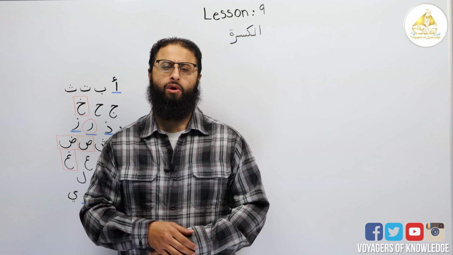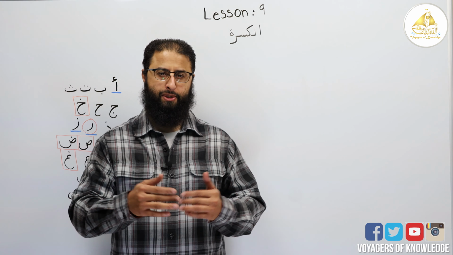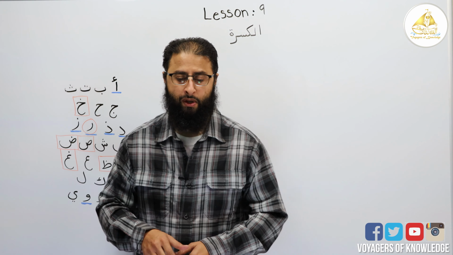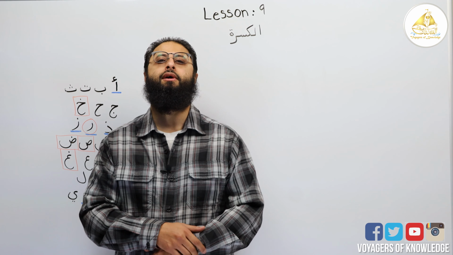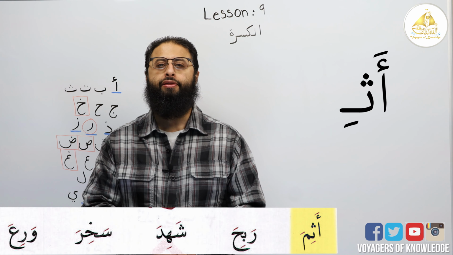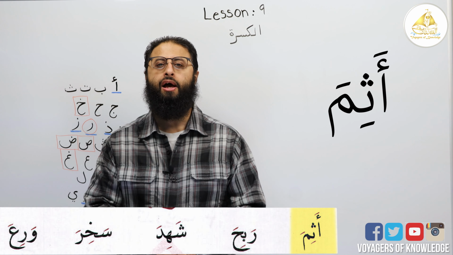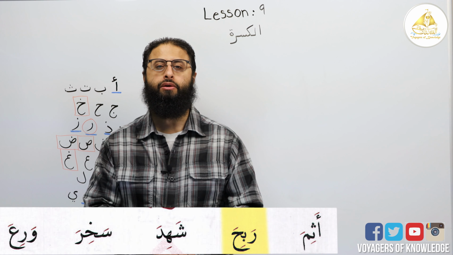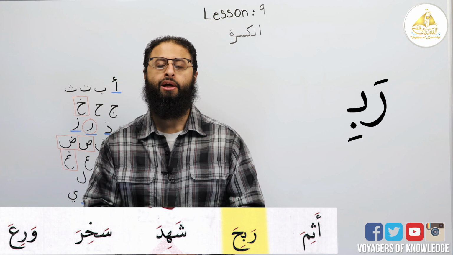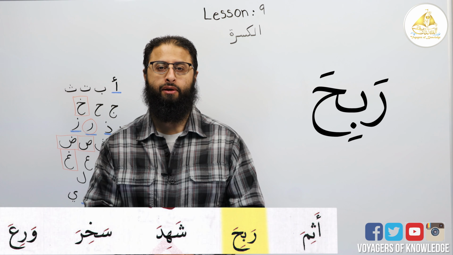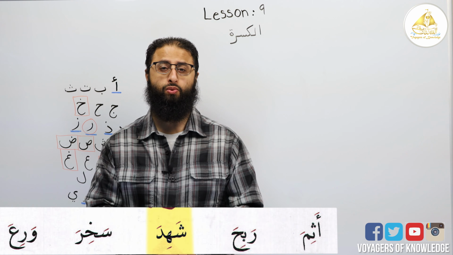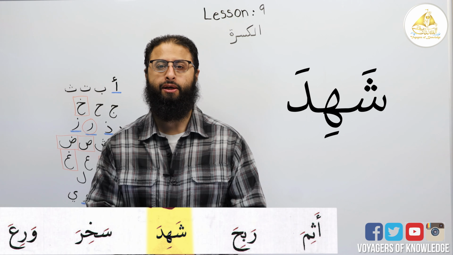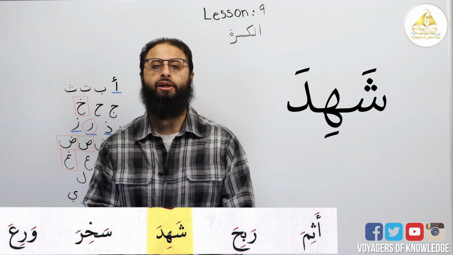Very good. We're going to move on to the next segment in this video, and that is pronouncing some words that have Kasra. Let's begin with the first word. A, Thi, Ma, Athima, Athima. Next word. Ra, Bi, Ha, Rabiha, Rabiha. Next word. Sha, Hi, Da, Shahida, Shahida.